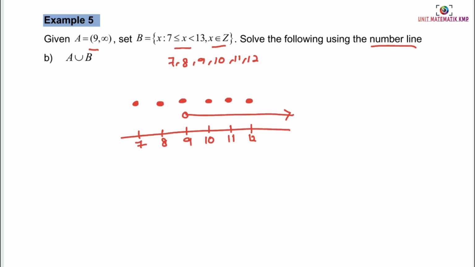From the diagram, any union between A and B? Yes. So the solution set equals, okay, number 7, 8. So you can write the set of numbers 7 and 8, or number 9 to infinity. Okay, number 9 is included, so closed, infinity is open.